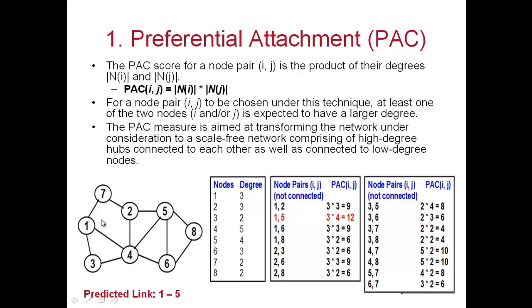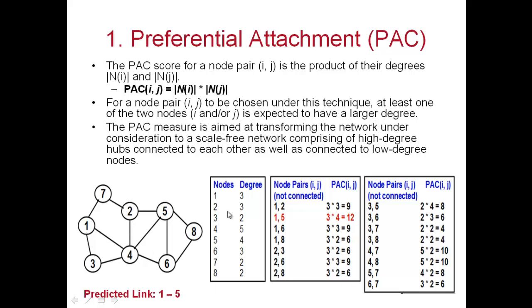So 1 is not connected to 2, 5, 6 and 8. So 1,2, 1,5, 1,6, 1,8. Then 2 is connected to 3, so not connected to 3. So 2 is connected to 4, 5 and 7. So 2 is not connected to 1, 3, 6 and 8.